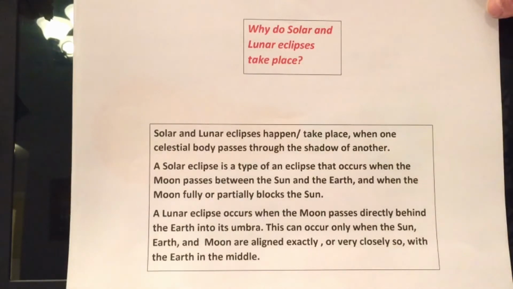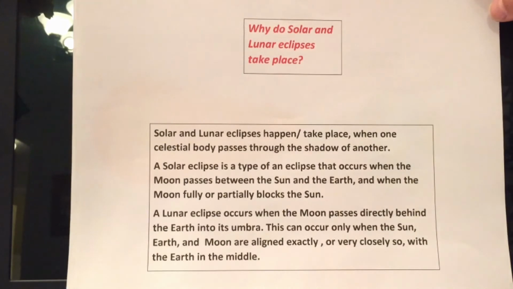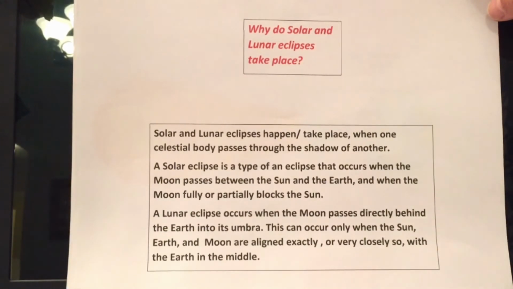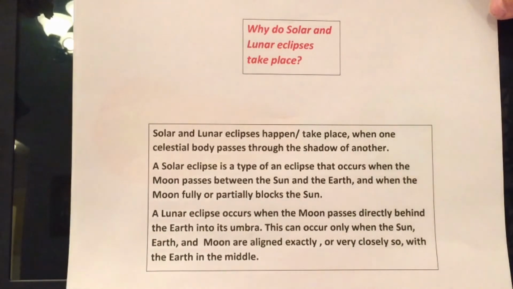Our next question is, why do solar and lunar eclipses take place? Well, solar and lunar eclipses take place or happen when one celestial body passes through the shadow of another. A solar eclipse is a type of eclipse that occurs when the moon passes between the sun and the earth, and when the moon fully or partially blocks the sun.